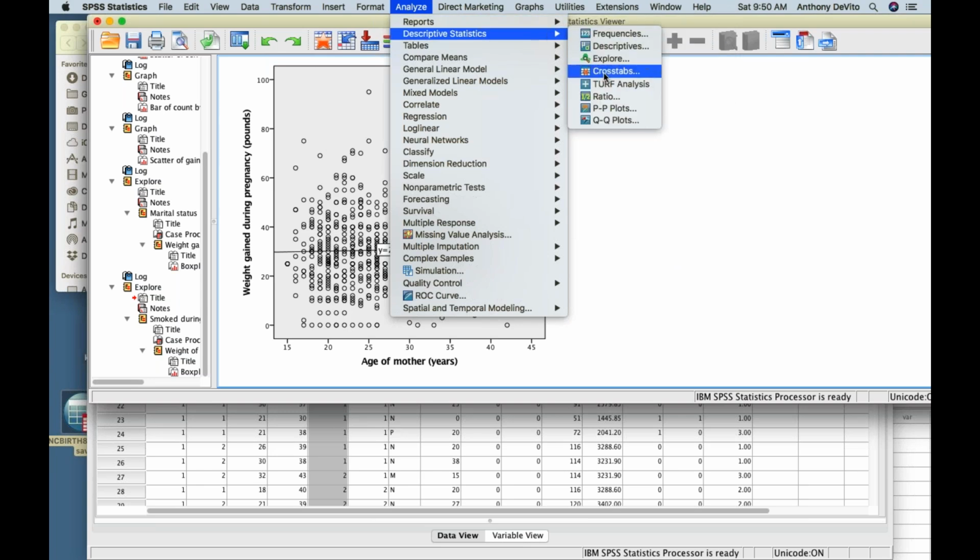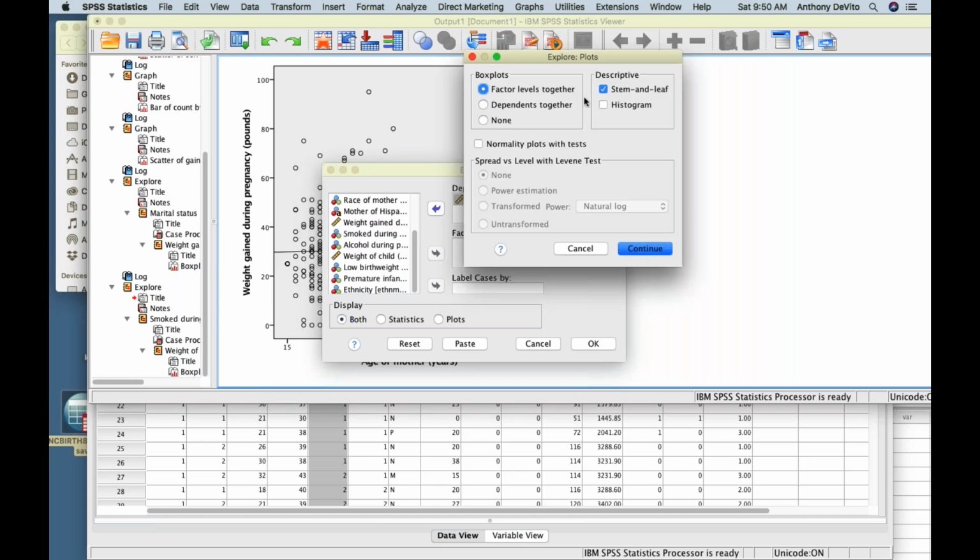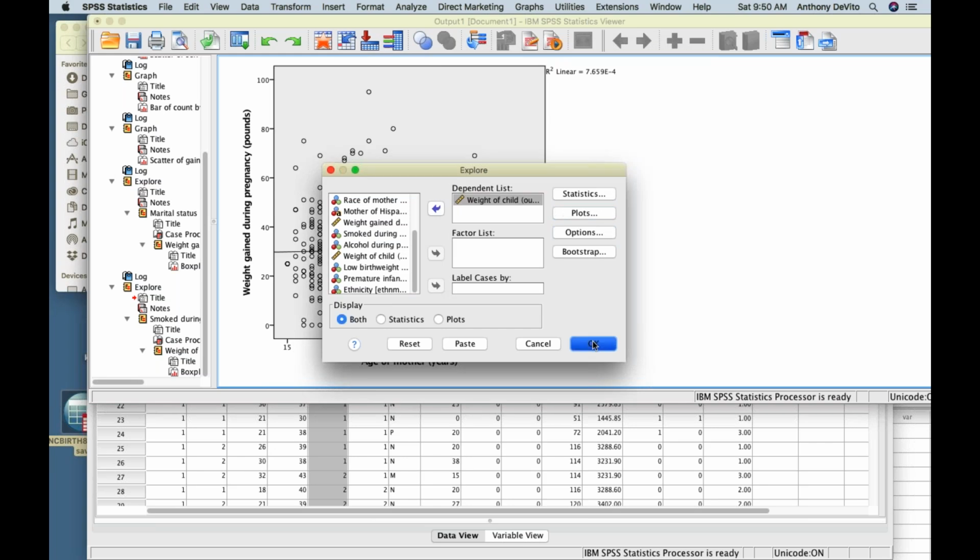Descriptive statistics, Explore. So for instance, we were just talking about the weight of infants at birth. So let's see, weight of child at birth. I put that into our dependent list. I can go ahead and ask SPSS to produce some plots for me, including a histogram, and it's going to automatically produce that box plot for me as well. So I'm going to go ahead and say OK.